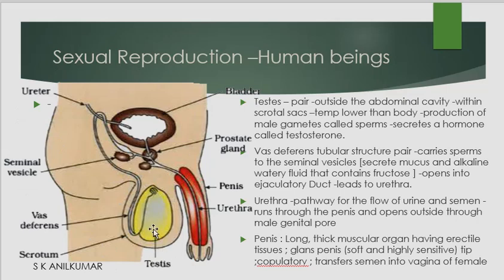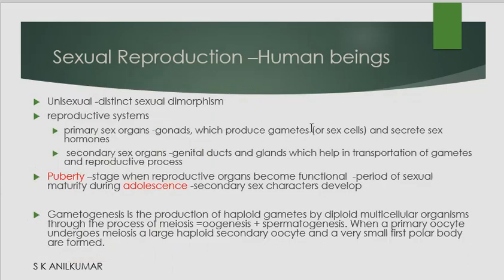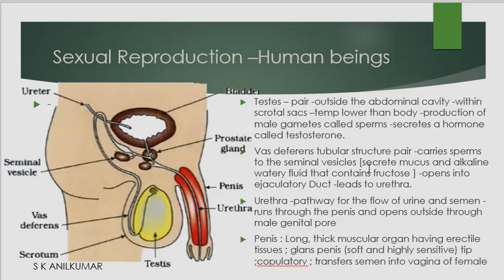Male gametes are called sperms. The sex cells of the males are called the sperms. The testis also secretes a hormone called testosterone. That is why we found that there are sex cells, there are hormones, there are ducts, there are glands. There are four things in a sex organ of a male or a female. So, testis is a pair. It is outside the abdominal cavity. It produces male gametes and it secretes testosterone.